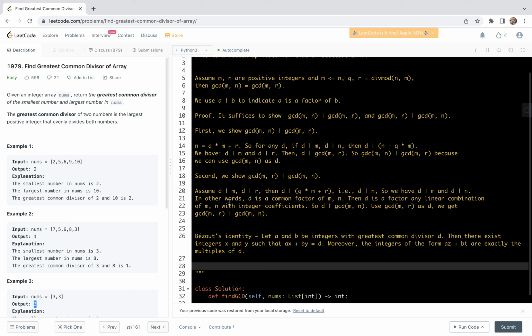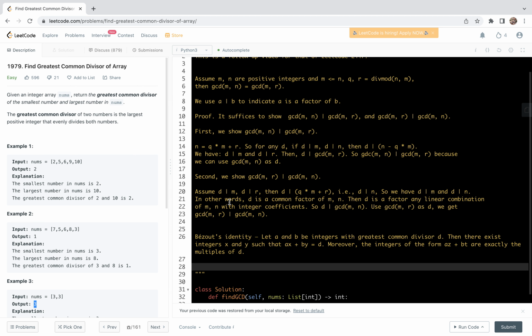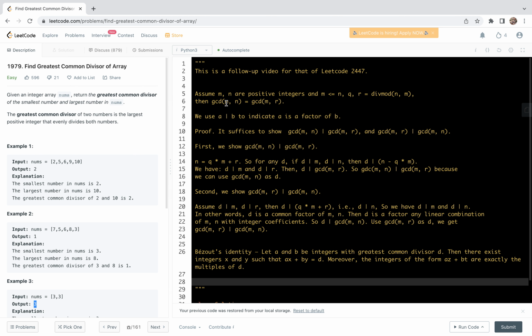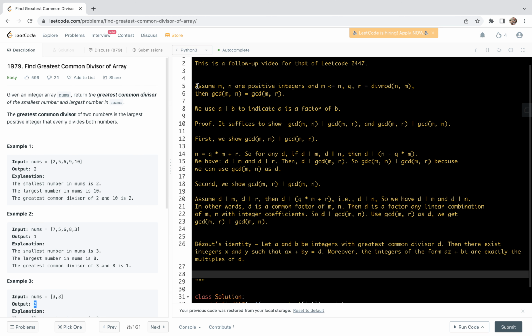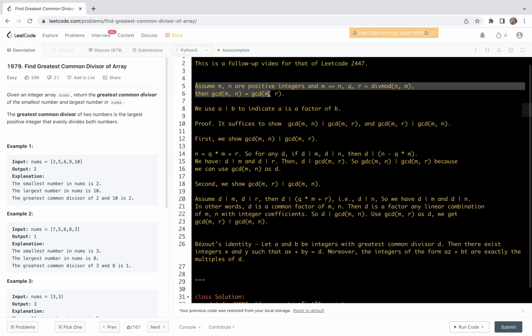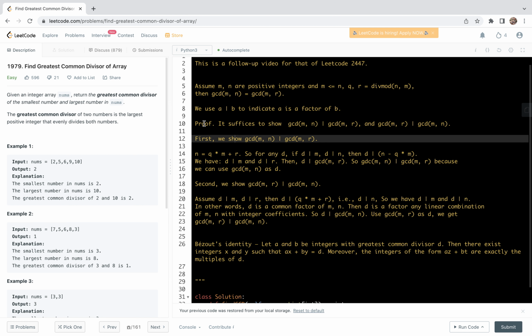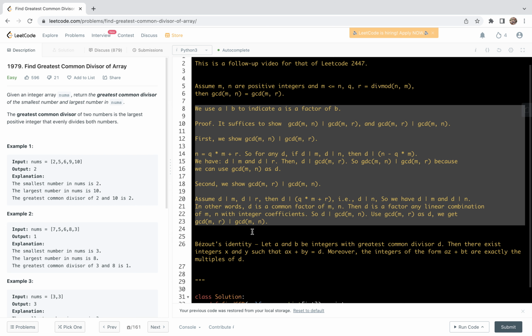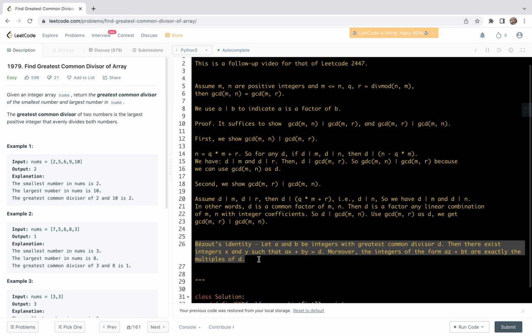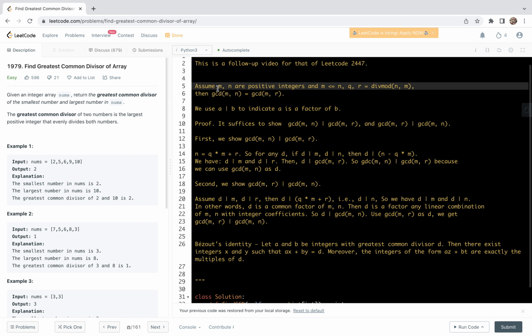In this problem, our goal is to implement a function from scratch for computing GCDs of two integers. For those with some math background, here is a proof of the thing we are going to use. This is the thing we are going to use, and this is the proof, and this is the knowledge used. If you are interested in this part, you can read through and try to digest.